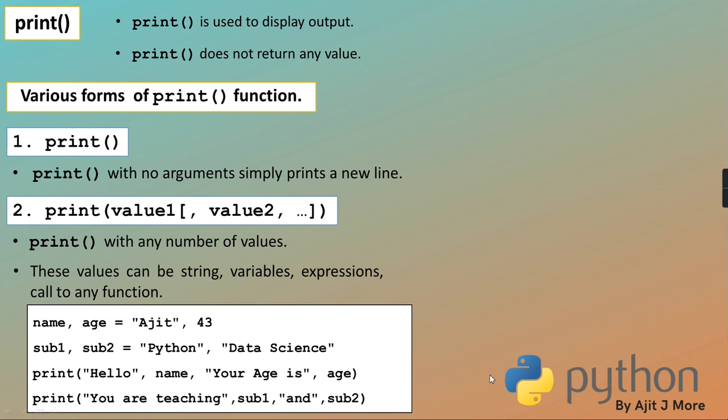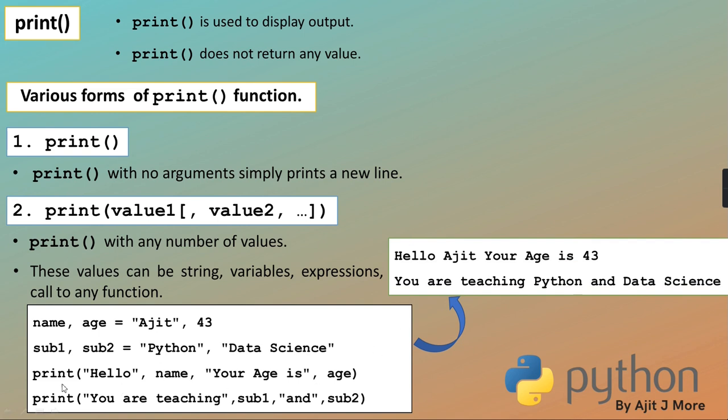Value 1, then space, value 2, then space, value 3, then space. All the values are separated by spaces. Same is the case for the next line. Next print: you are teaching, a space, then sub1 Python, again a space, and then sub2 data science. I hope you got it. You'll get output in two lines because two prints are there. The first print, after completing, puts a new line, and then the second print. Getting it? Accordingly the values are displayed.